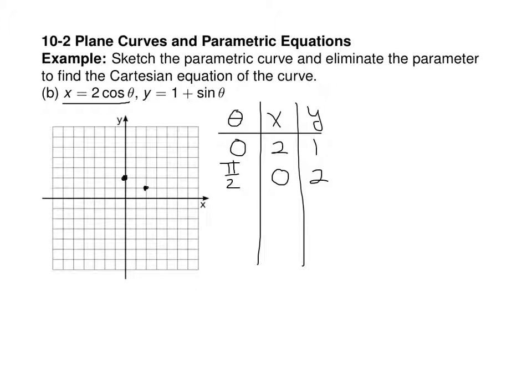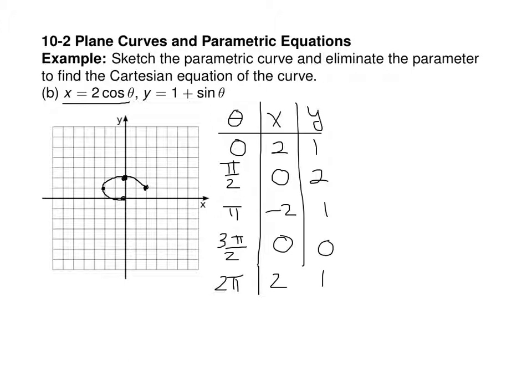And next, let's input pi. Cosine of pi is negative 1, so we'll have negative 2. Sine of pi is 0, so we'll have negative 2 comma 1. And then 3 pi over 2. Cosine of 3 pi over 2 is 0. Sine of 3 pi over 2 is negative 1. 1 plus negative 1 is 0. So there we have the origin. And when we plug in 2 pi, once again we get the point 2, 1, so we'll be back there.